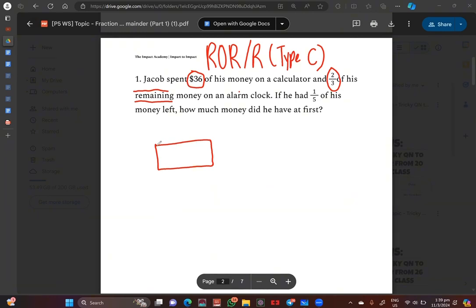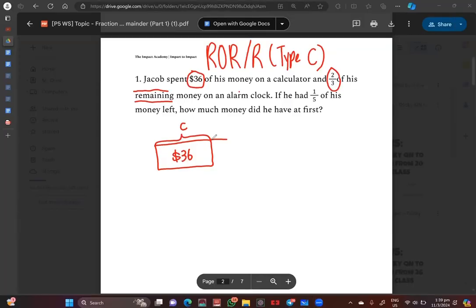Now, first thing first, we know that $36 is over here, and this $36 is on a calculator. Am I making sense here? So here's what I want you to do: write down $36 inside, and we say that this is a calculator. Now, 2/3 of it is remaining, so what are we going to do? We are just going to draw 3 units. Can you see 3 units? Since it is 2/3, that means I only spent 2 units out of the 3 units that I have. And this is on an alarm clock. For alarm clock, we put AC.